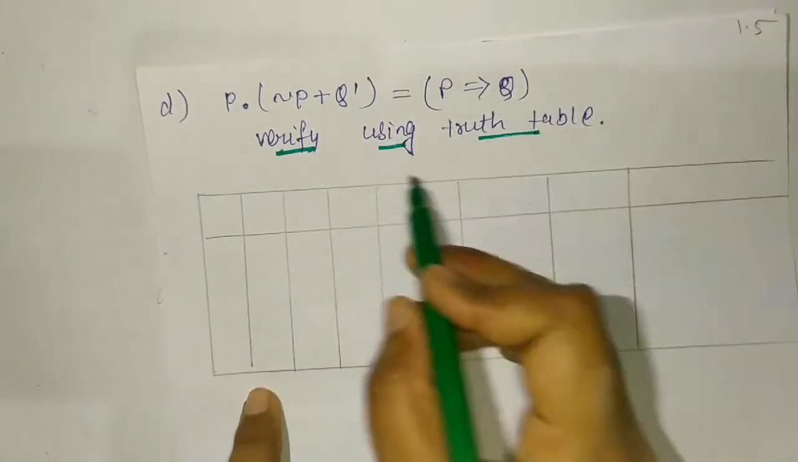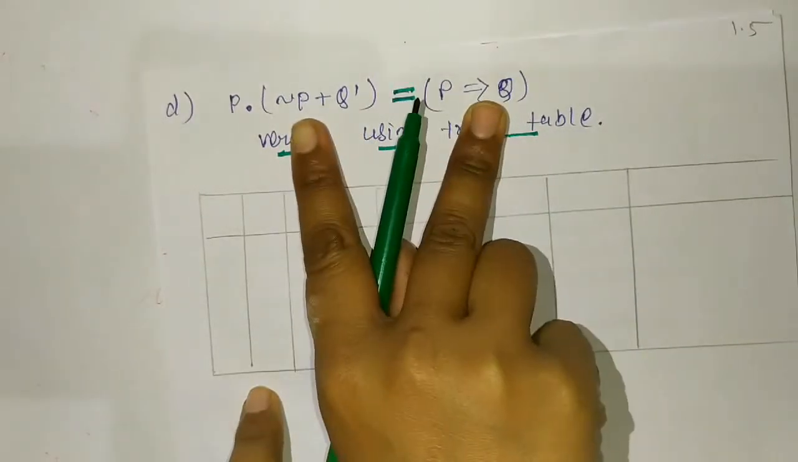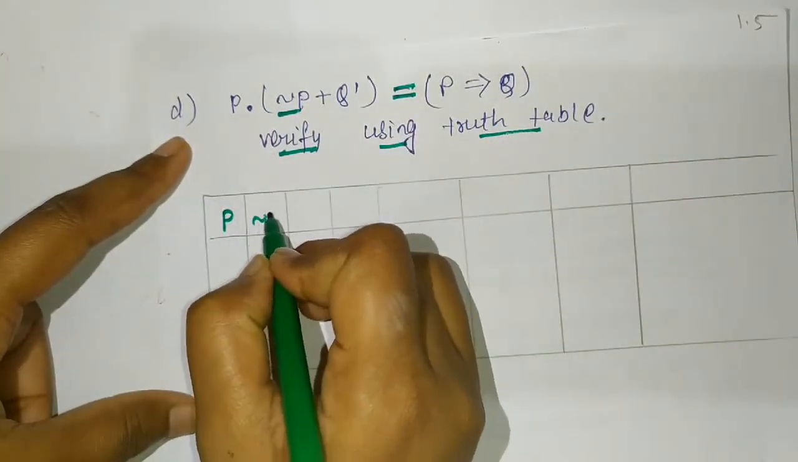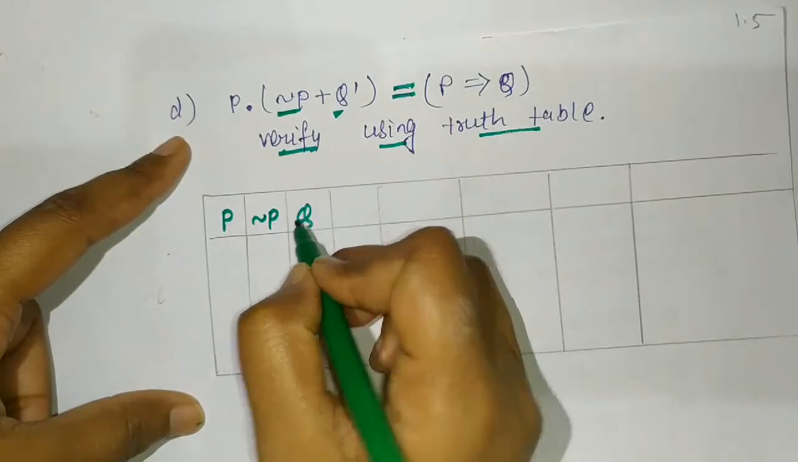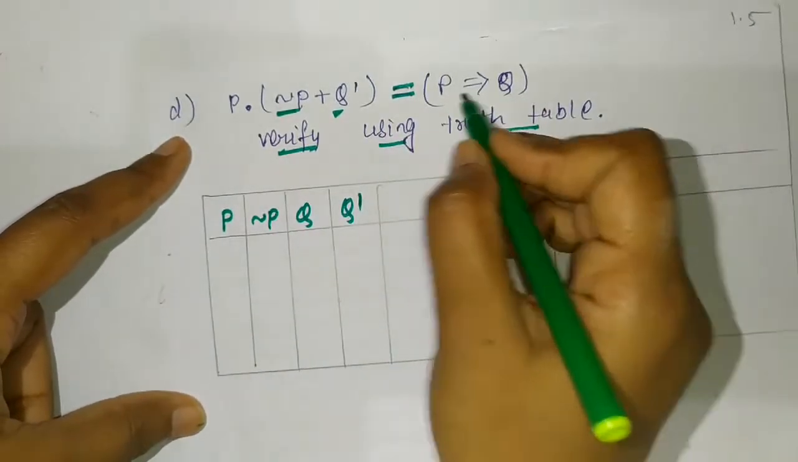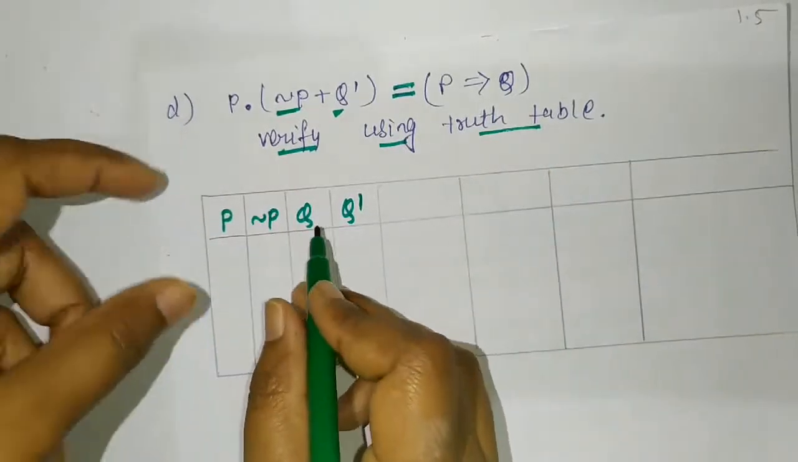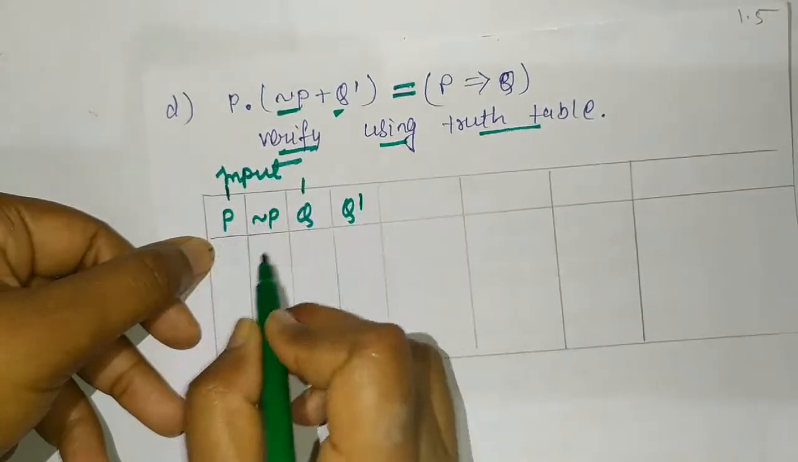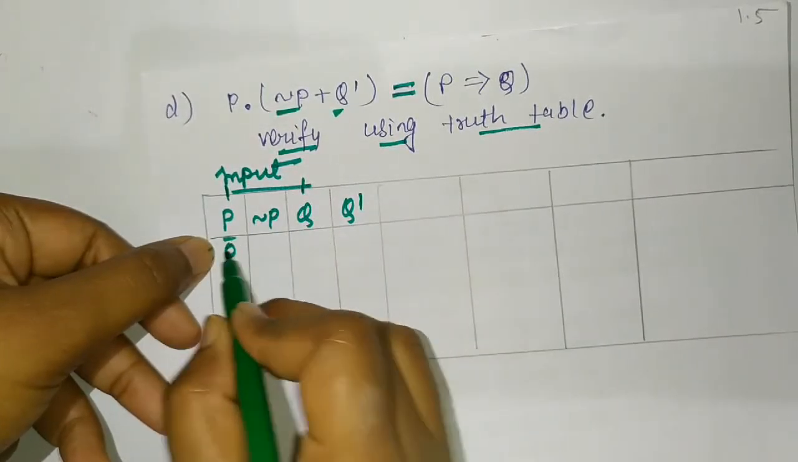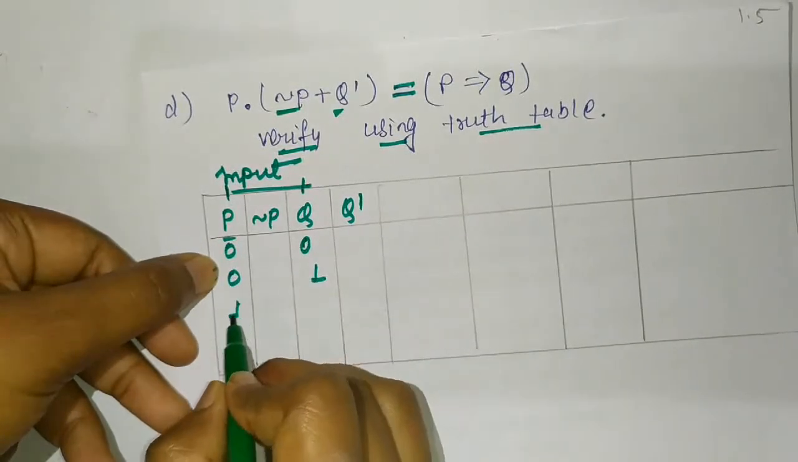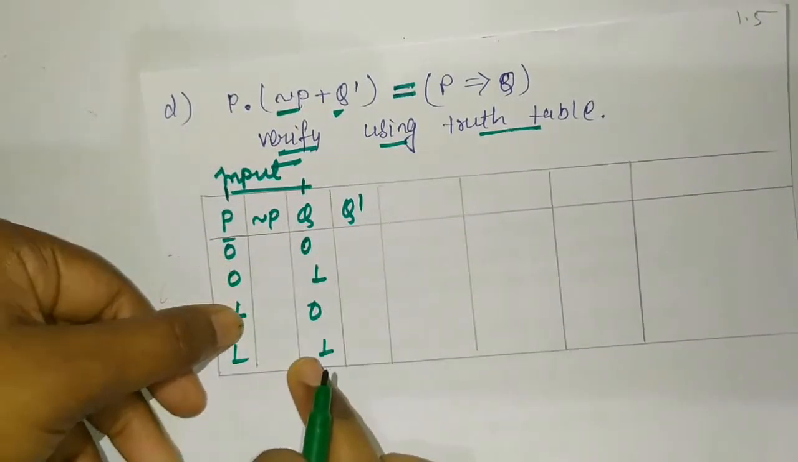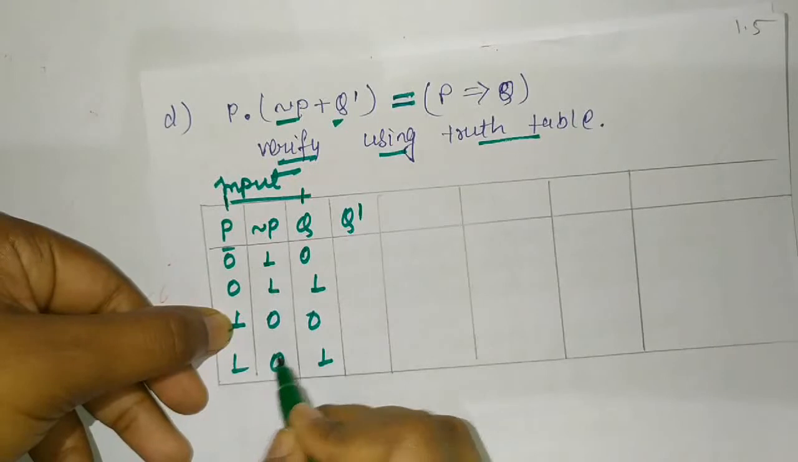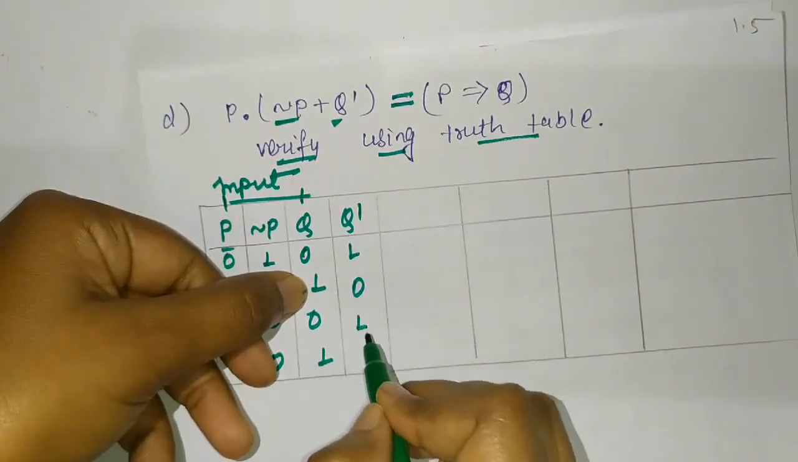The next question: verify using truth table. We have to verify, or check, whether both sides are equal or not. So firstly we write P, then P dash, then Q and Q dash. Here P and Q are the inputs. The inputs are 0 0, 0 1, 1 0, 1 1. Then the value of P dash is 1 1 0 0. The Q dash is 1 0 1 0.